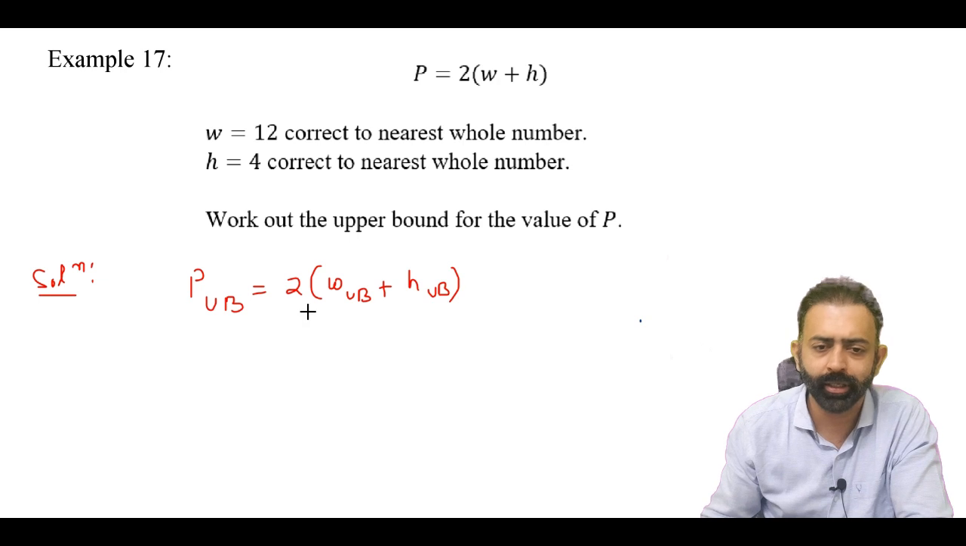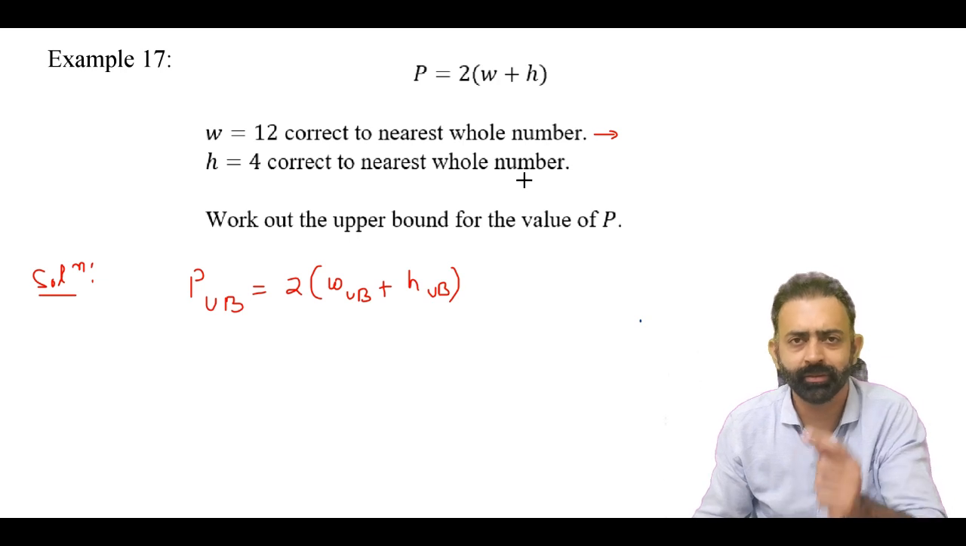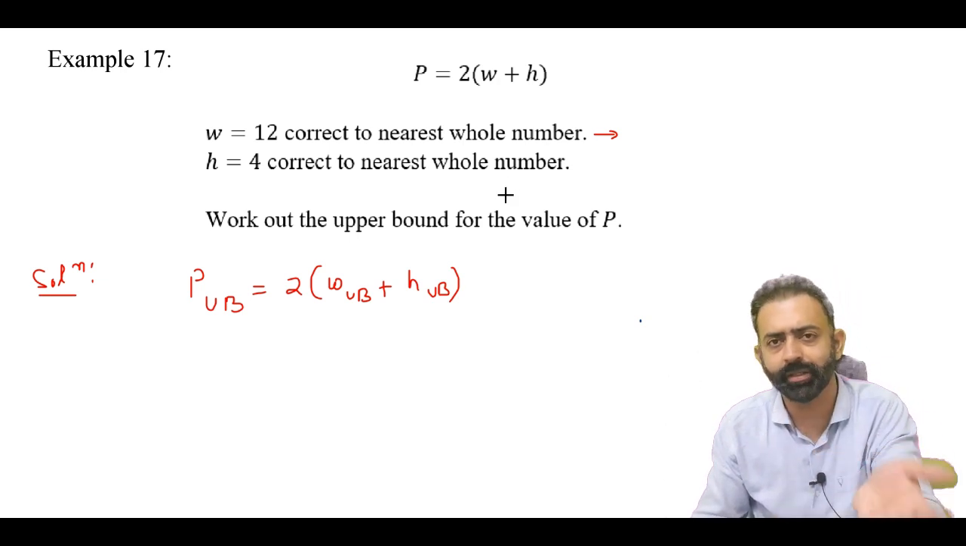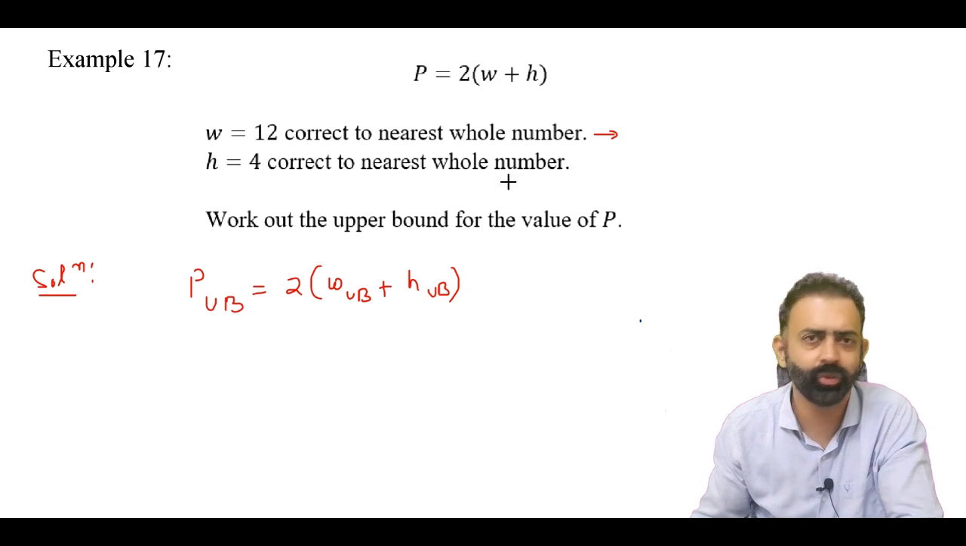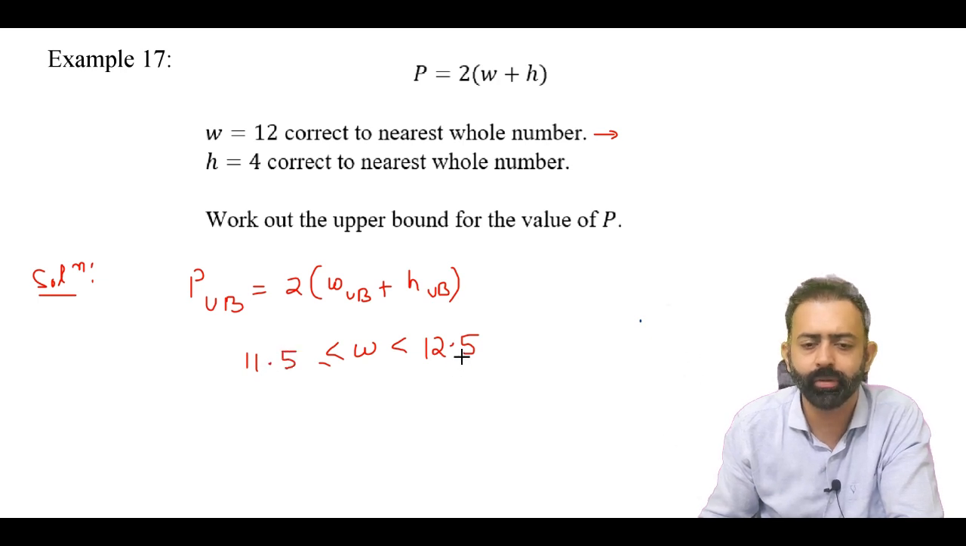Now as you can see that W is 12, correct to nearest whole number. Nearest whole number means we are talking about just a single whole number. You divide this whole number by 2, you get 0.5. So you add 0.5 to 12 and subtract 0.5 from 12. So I will say that this W will lie between 12.5 and 11.5. This is the upper bound and this will be the lower bound. Similarly, H is 4, correct to nearest whole number, so it will lie between 4.5 and 3.5.